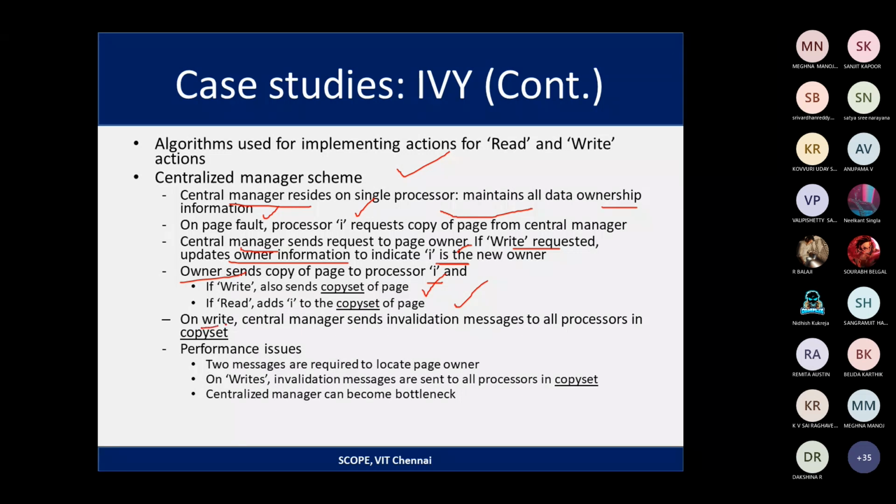Once a write happens, the central manager sends invalidation messages to all the processors in the copy set. The performance issues we face here are that two messages are required for locating the page owner, and whenever a write happens, invalidation messages have to be sent to all the processors in the copy set. So the centralized manager becomes the bottleneck here.